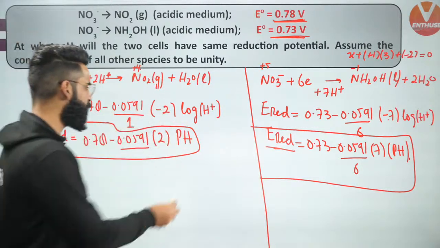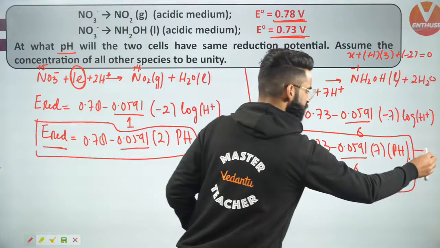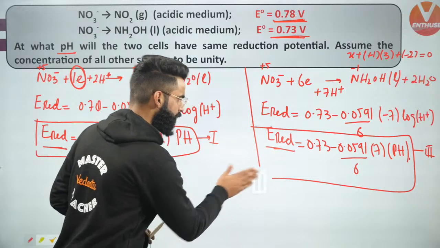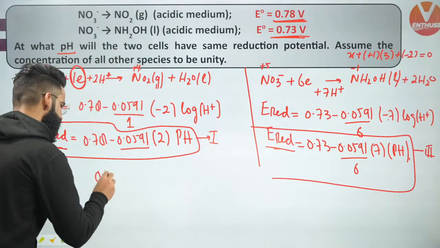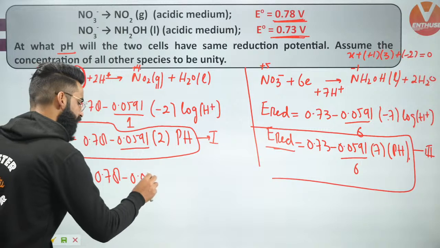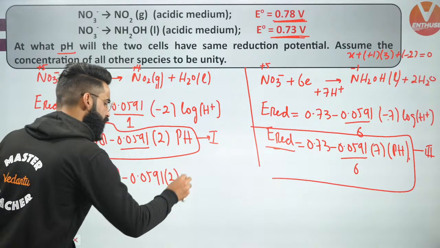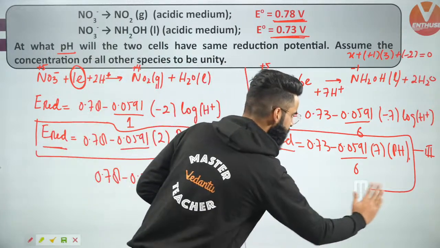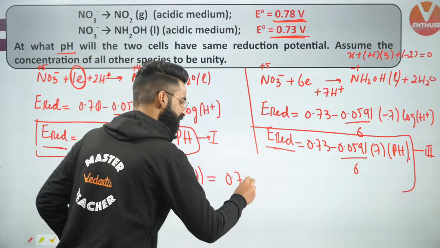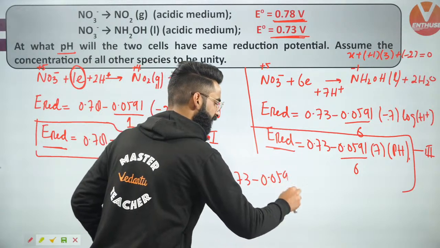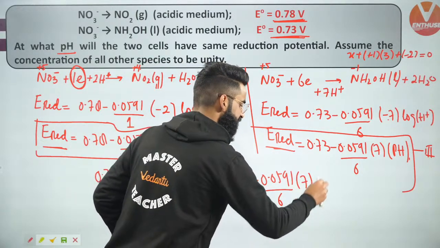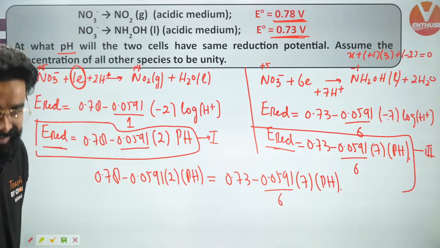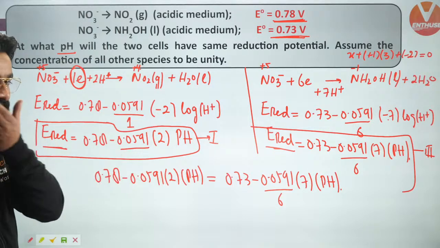Can I equate these two equations? This is equation number 1. This is equation number 2. From equation 1 and 2, what can I conclude? I can simply say 0.78 minus 0.0591 multiplied by 2 multiplied by pH should be equal to 0.73 minus 0.0591 divided by 6 multiplied by 7 multiplied by the pH. Now guys, can you solve it? The question is done. We are supposed to calculate the value of pH, right?